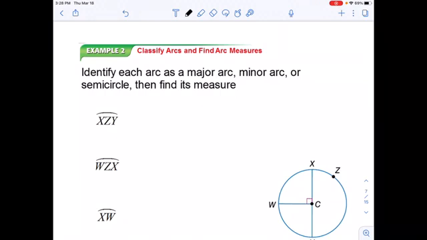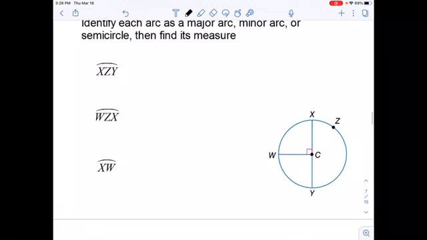So we need to identify each arc as a major arc, minor arc, or semicircle, then find the measure. So, put my pencil on X, travel to Z, travel to Y. I notice that that is a semicircle.